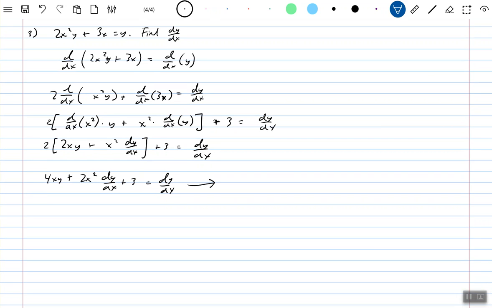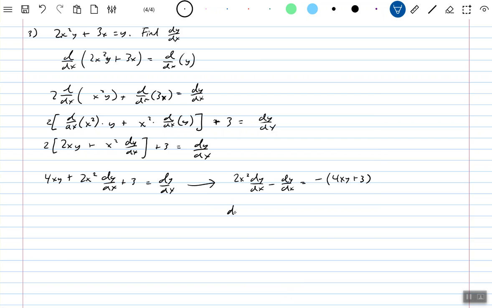So what we're going to do is move this dy/dx over and then all the other terms over to the right hand side. So we get 2x squared dy over dx minus dy over dx is equal to negative 4xy plus 3. That's just because I took this 4xy and this 3 and moved them over to the right hand side, and I took this dy/dx and moved it over to the left hand side. So essentially, move everything that has a dy/dx term in it to the left, everything else over to the right. And here's why. Now this dy/dx is in all the terms.